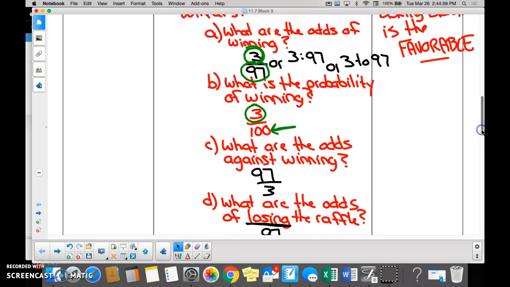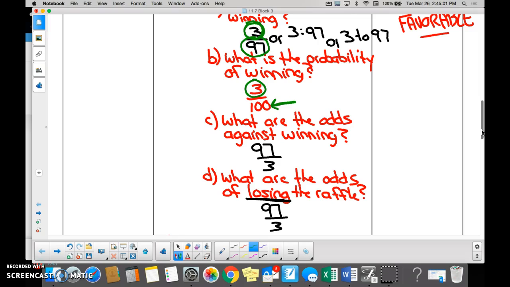What are the odds against winning? The odds against winning, so we're still looking for winning, right? But it's odds against. So odds against is B to A. B is unfavorable, and A is favorable, right? So I'm still looking for winning, but the favorable is now going to be on the bottom, because only 3 people won that raffle. You with me?